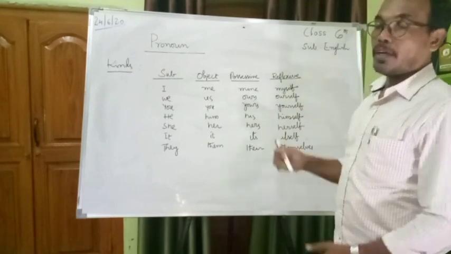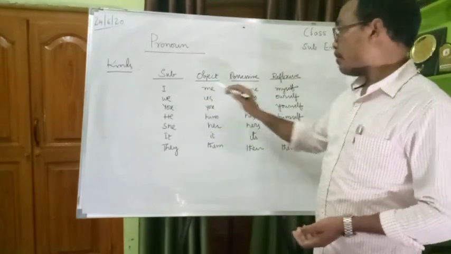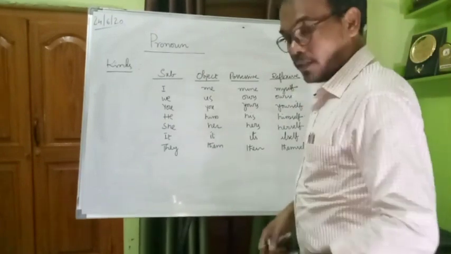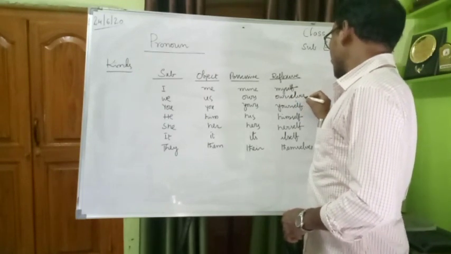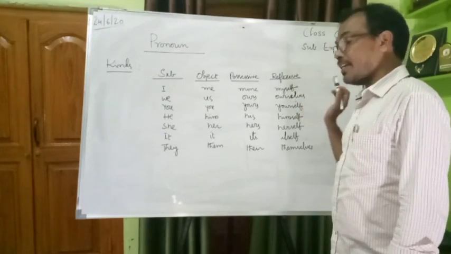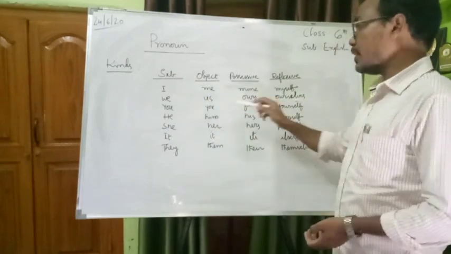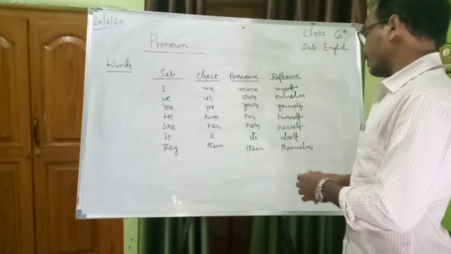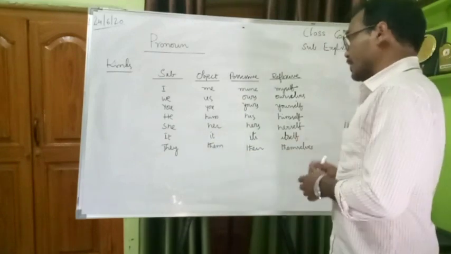Okay, next, reflexive pronoun. I, myself. We, ourselves. We is plural, no? So ourselves. Singular means only S-E-L-F, self. Plural means S-E-L-V-E-S, selves. So we, ourselves. You, yourself. He, himself. She, herself. It, itself. They, themselves.